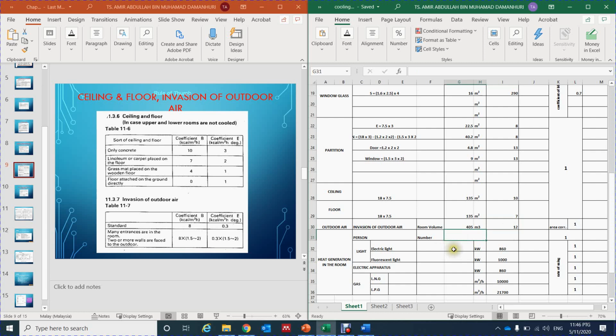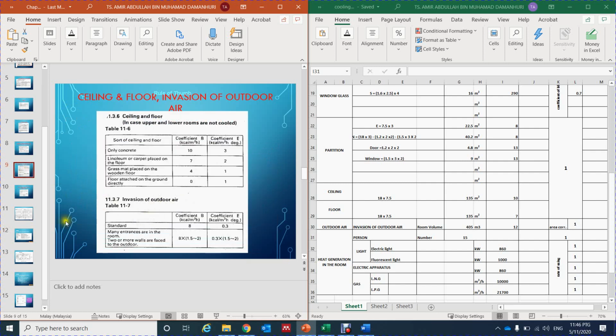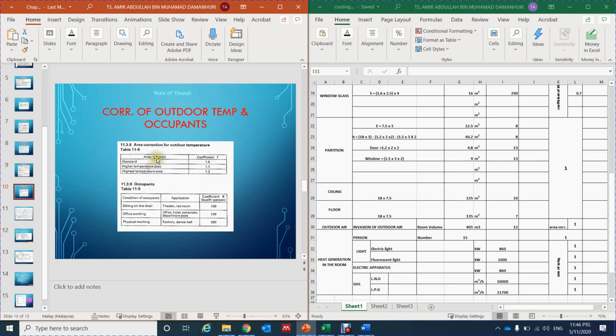So now let's go to the person. How many people are there? The number of persons there is 15. So what coefficient should we take? The person is 15 and working only. For the infiltration of outdoor air, we are using the standard, which is 1 infiltration of outdoor unit. The occupancy there is office working, right? It is an office area. So the coefficient of B we should take is about 120.